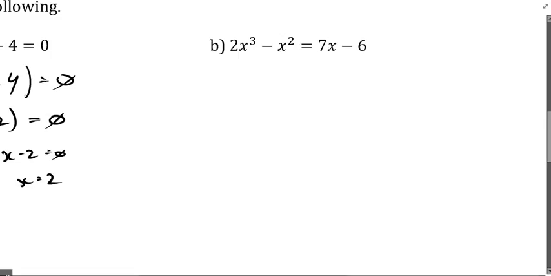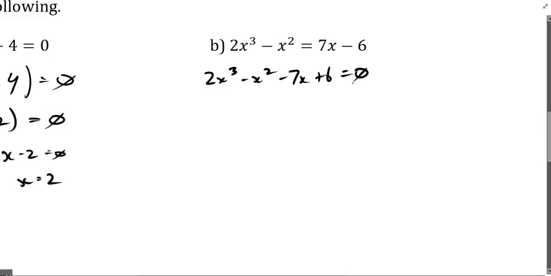Okay, so what's going on with this one? Just have terms on the other side of the equal sign, so you just have to subtract it out and move it to the other side so it equals 0. Yeah, we always have to set it equal to 0. Okay, let's see. So 2x cubed minus x squared minus 7x plus 6 equals 0.